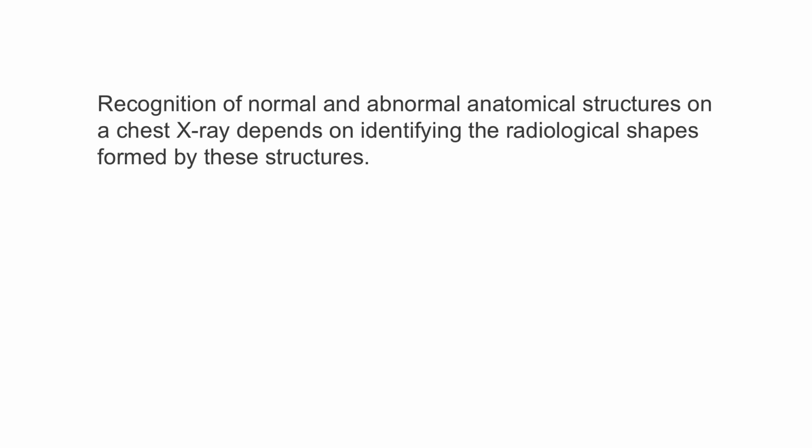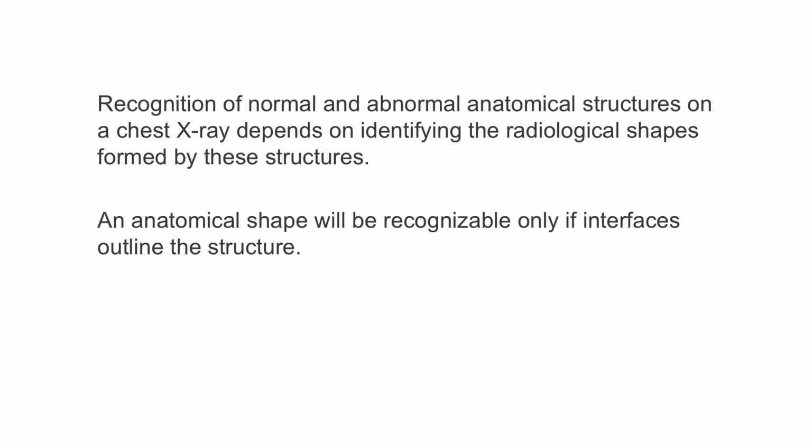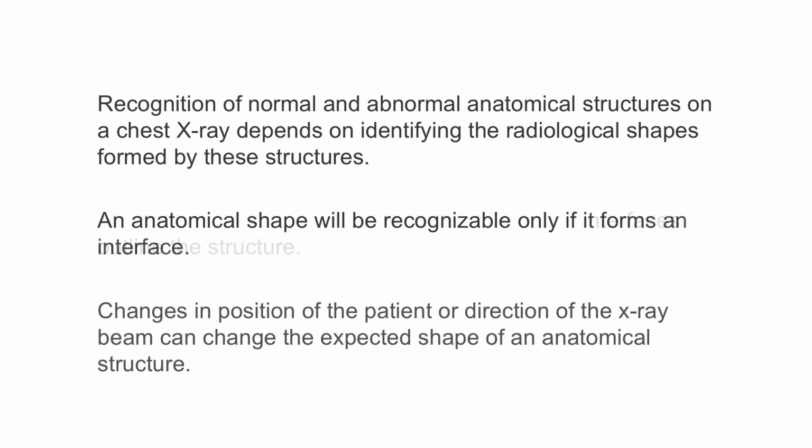formed by these structures. An anatomical shape will be recognizable only if interfaces outline the structure. Remember, an interface will only occur if there is enough density difference between structures that are adjacent to each other. In the example of the aortic arch, we could not identify the medial border because the medial border of the aorta has the same radiodensity as other mediastinal structures. Changes in position of the patient or direction of the X-ray beam can change the expected shape of an anatomical structure.